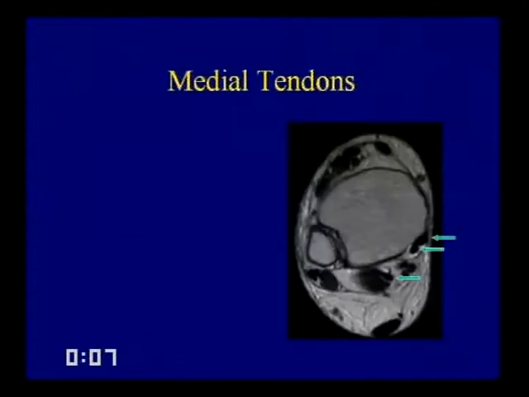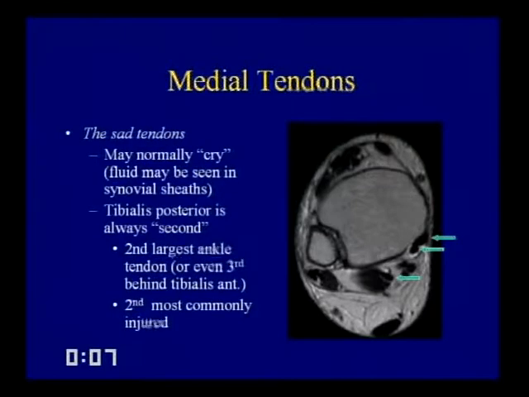Let's move on now and talk about the medial tendons. I refer to these as the sad tendons. They're sad because they may normally cry. You can see fluid within the synovial sheaths in normal patients. Also, the tibialis posterior is sad because it's always second.